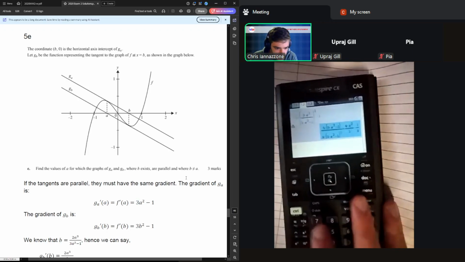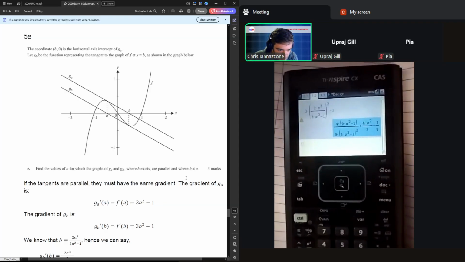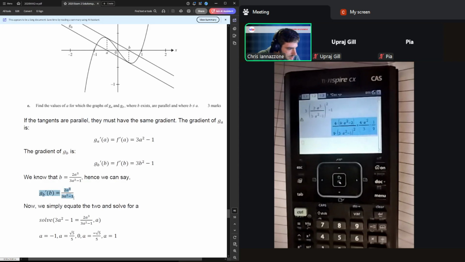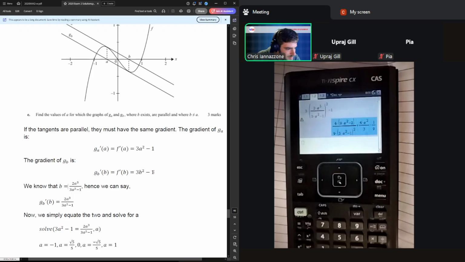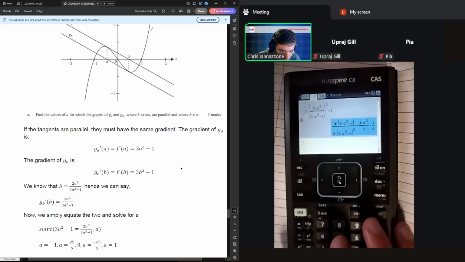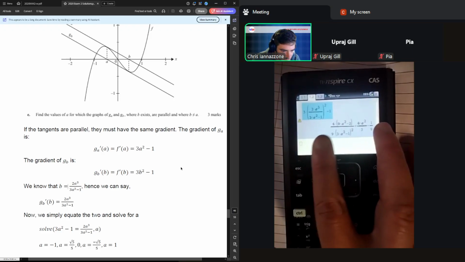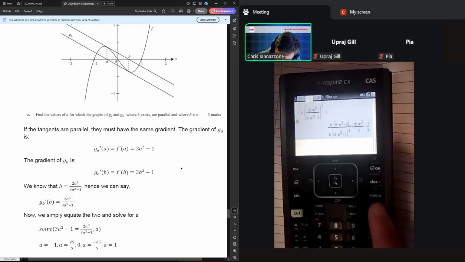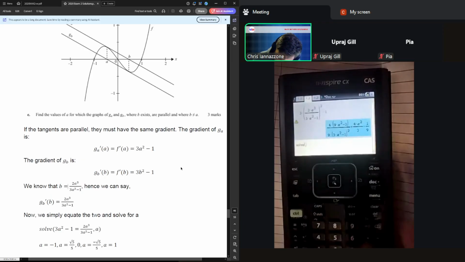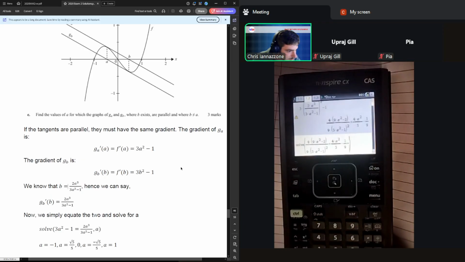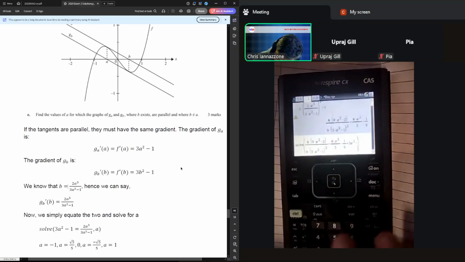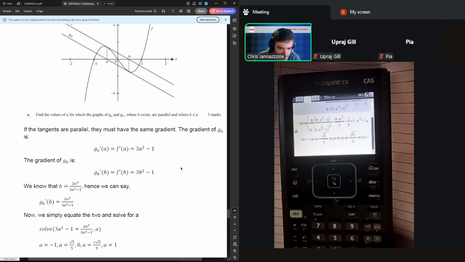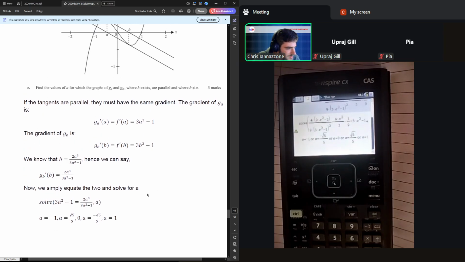So if we have a look at what that looks like, I've got that here. I wrote something a bit strange here. That's not quite right. I have to fix that. If we just focus on the CAS, basically what I've done is I've replaced this 3b squared minus 1, but I've replaced the b with 2a cubed over 3a squared minus 1. That's one way to get the gradient for the first thing. And then the gradient for the second equals 3a squared minus 1. And that gets you the string of solutions there.